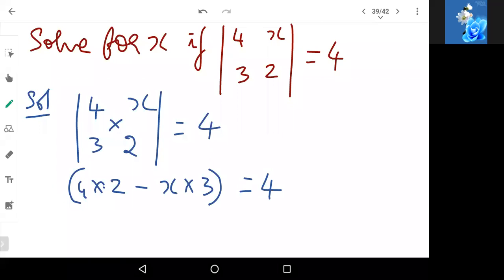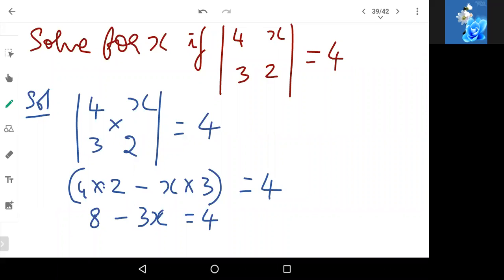Are you all able to follow? Are you understanding what I'm trying to do here? Okay, good. Now, 4 2s are 8 minus 3 into x, 3x, is equal to 4. Now, since I have got the equation, it is easy to solve.